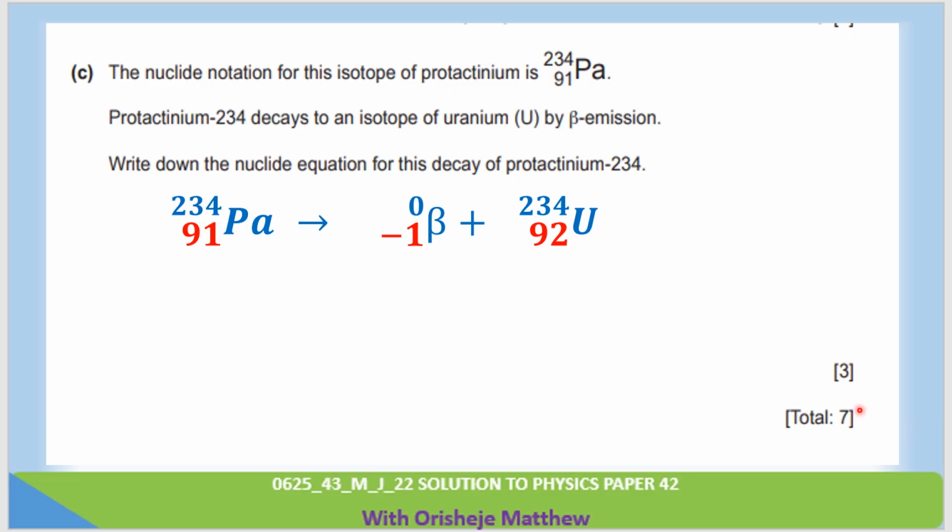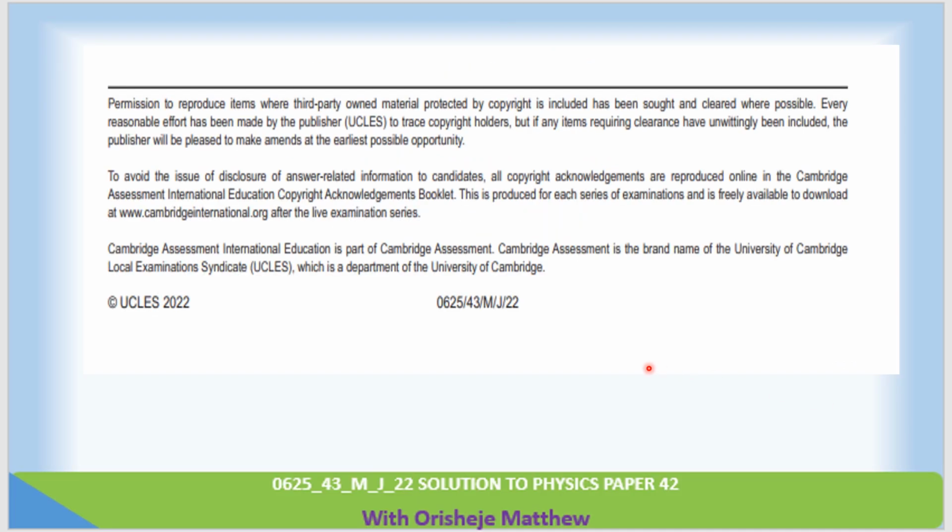Okay, so with that, we come to the end of physics paper 4, variant 3, May/June 2022. I know you have learned something out of this. So just keep learning. Practice makes perfect. The more you keep on practicing, the more you learn, and then you upgrade your results.